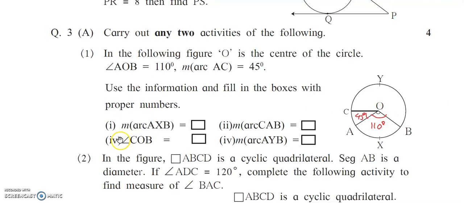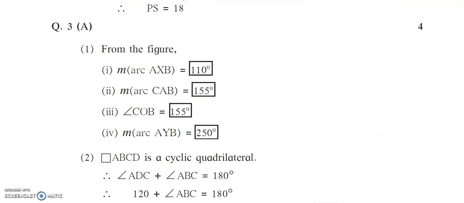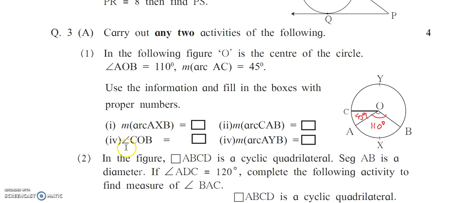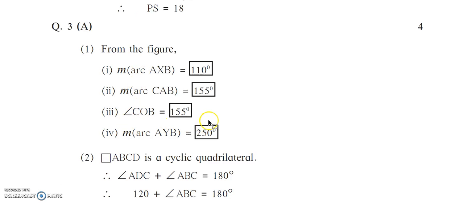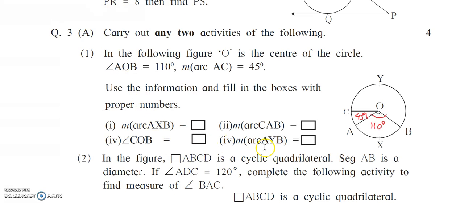Now, measure of arc AXB. Measure of arc AXB is 110. Measure of arc CAB. Now this is CAB. Sum of these two, that is equal to 110 plus 45, that is 155. Next, measure of angle COB. Again, sum of these two angles, that is equal to 155. Now what's happening? The last is a different one. Measure of arc AYB.